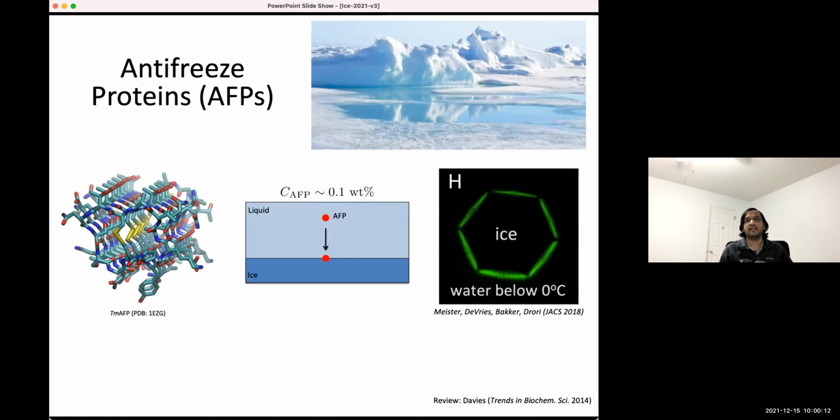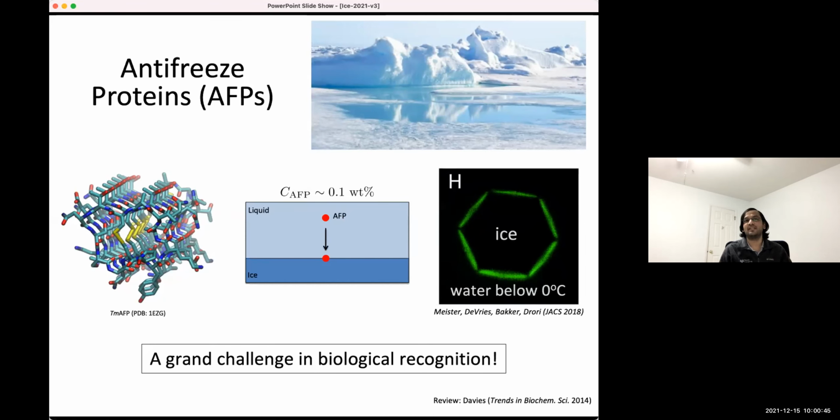How is it that these molecules are able to bind ice over water? If you think about it, water and ice are of course chemically identical, but they're also very similar from a structural standpoint. They both are characterized by tetrahedral networks of hydrogen bonds. And so this is the feat that AFPs are able to accomplish, which has widely been touted as one of the most challenging molecular recognition problems in biology: recognizing ice over water.